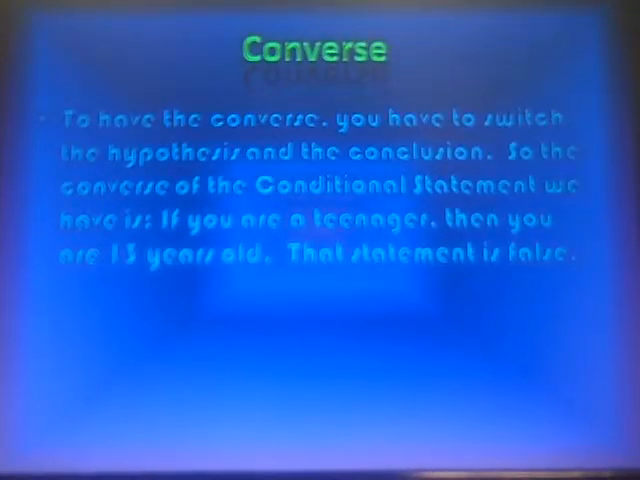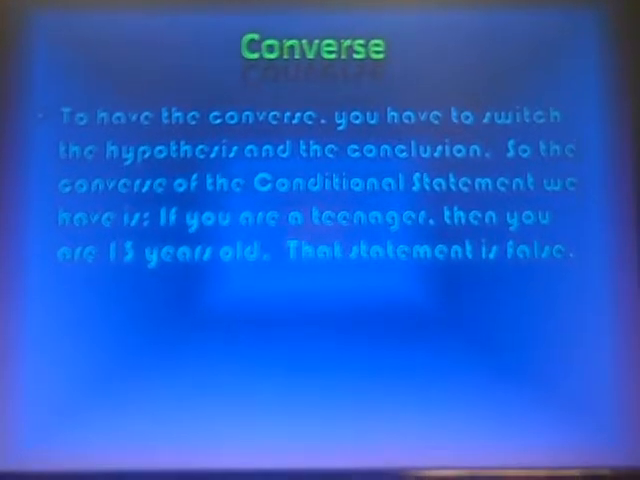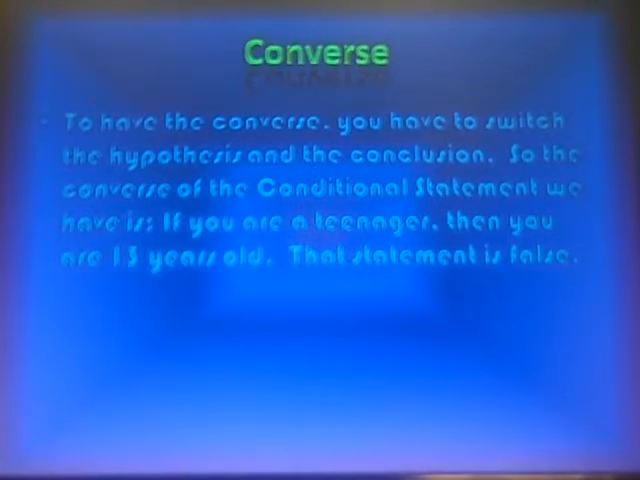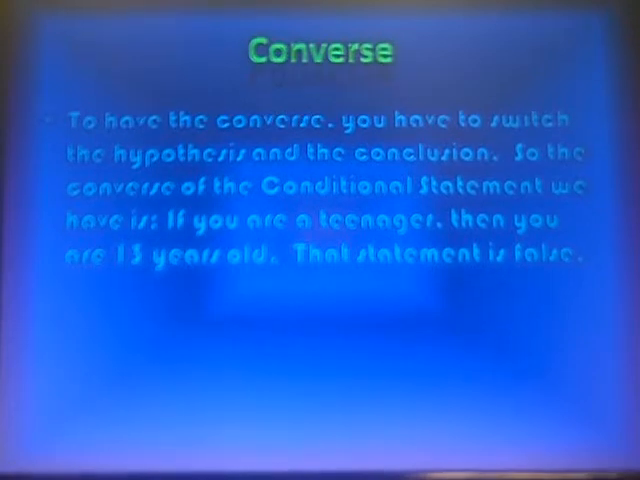Converse. To have the converse, you have to switch the hypothesis and the conclusion. So the converse of the conditional statement we have is, if you are a teenager, then you are 13 years old. That statement is false.